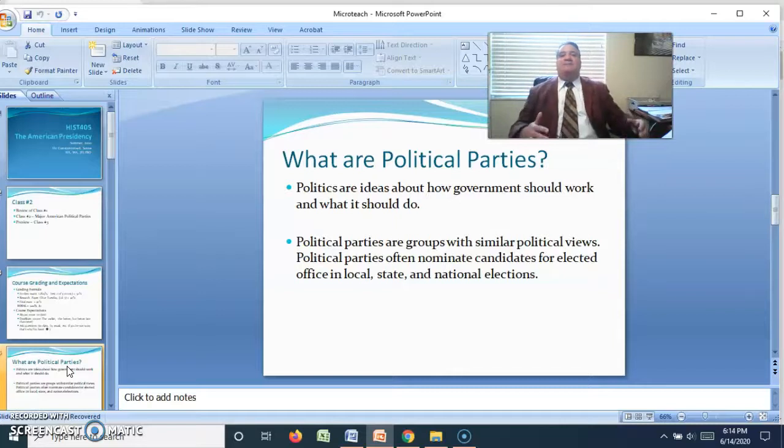Now, when people have the same ideas or similar ideas, they kind of get together in a group and they call that a political party. The bigger political parties usually run candidates for office, nominate candidates for local, such as a mayor or city council, state level, like a governor or a legislator, and national, like Congress and the president. So that's what political parties are.